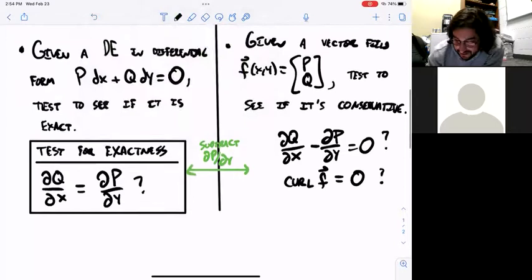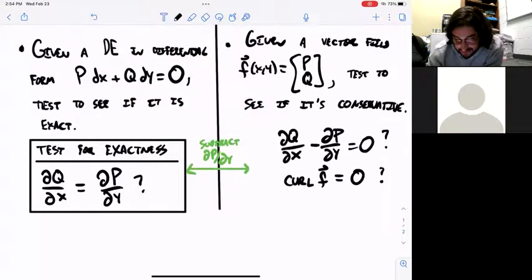Now there is a slight difference between these two in terms of how you then proceed, right? If your vector field isn't conservative, well, then you just stop there and say, okay, it wasn't a conservative vector field. What's different with differential equations is if it fails the test for exactness, well, now you can start multiplying both sides by integrating factors, trying to make it exact, right?